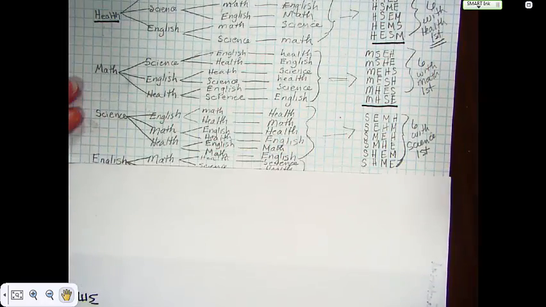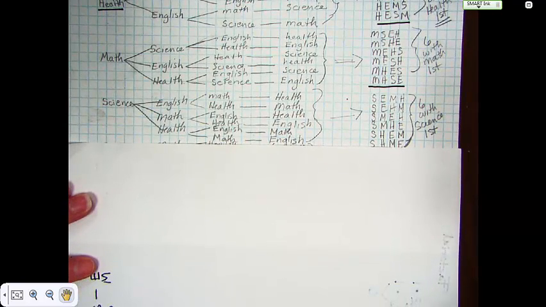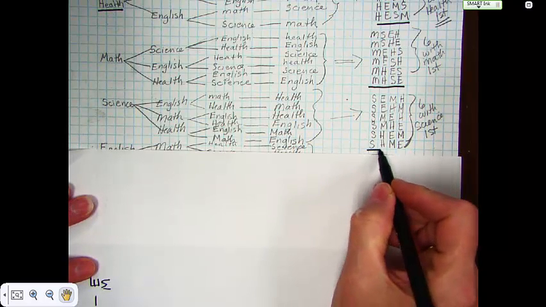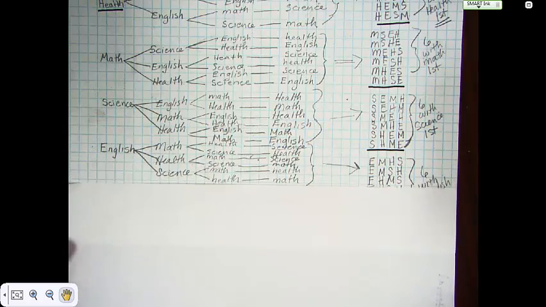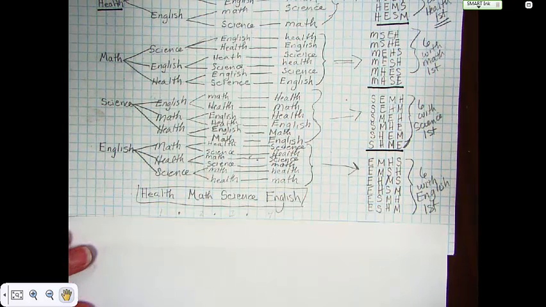When you move it down, then you have science first, and you do those combinations, and that gives you another 6. And then you start with English, and you do the same thing, and you get another 6. That's 24 combinations that you could possibly get with 4 different classes, with order being important.